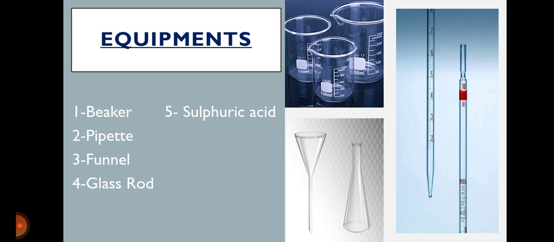The equipment used in this experiment mainly includes a beaker, as you can see on the upper top right side of the slide, and second is a pipette, which is at the bottom of the slide on the right side, and thirdly a funnel, a glass rod, and fifthly sulfuric acid. These are all the things which are used in the experiment.